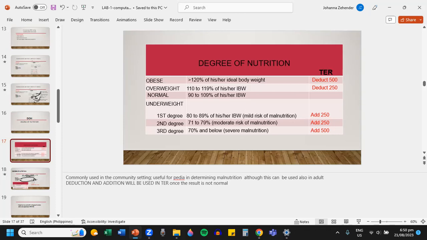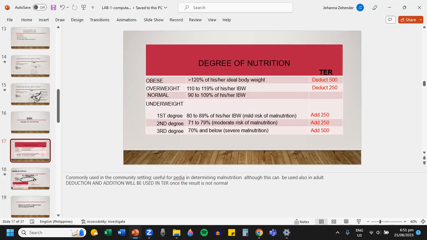That would indicate mild risk of malnutrition. For the second degree, that's 71 to 79%. That's considered moderate risk of malnutrition. So for both first and second degree, we add 250 to get the TER. Lastly, the third degree classification means 70% and below, and that's for severe malnutrition. So for this, we add 500 to get the TER.